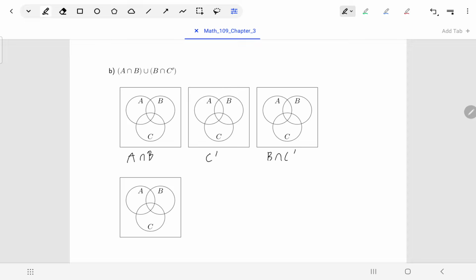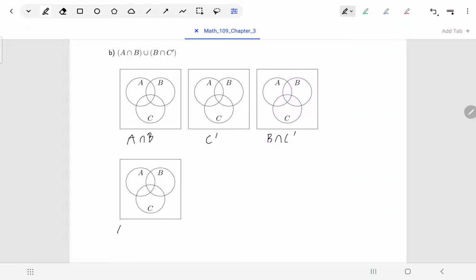Then once I've got the first bracket and the second bracket figured out, then I can go ahead and find my big statement, A intersect B union B intersect C complement. Okay, let's get to shading.